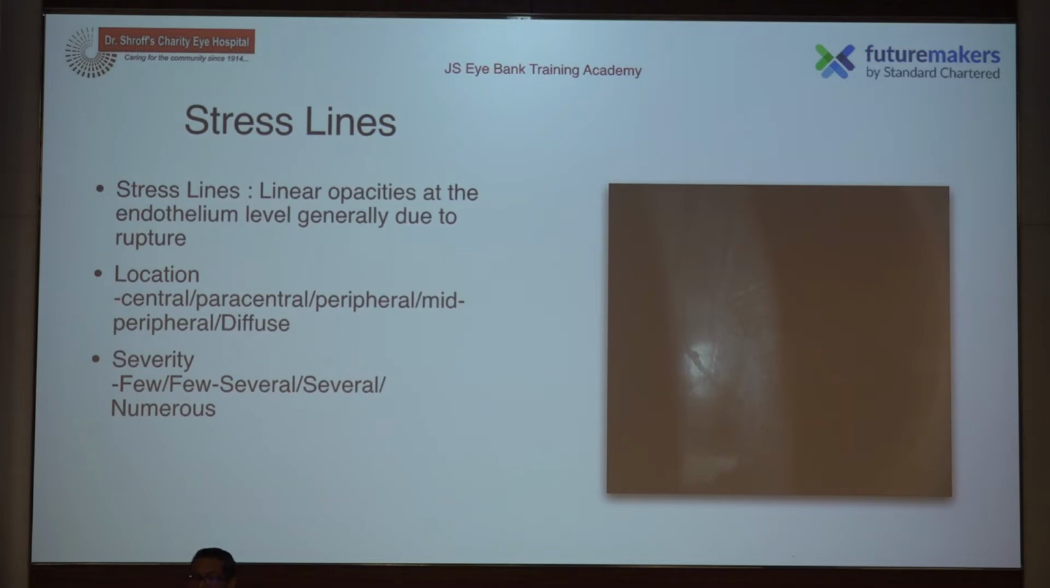So these are linear opacities at the endothelium, generally due to a rupture. These are the lines which usually come when you have a new technician who's retrieving, and somewhere at the point when you are lifting it up, a bend has happened and these come up. If you have a lot of stress lines, then what we do in our eye bank is immediately call the technician who has done it and ask what is happening.